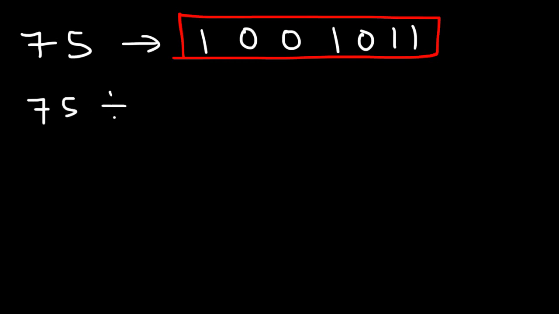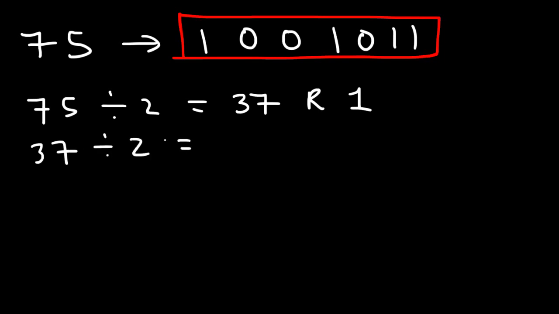Here's what we need to do. Start with 75 and divide it by 2. 75 divided by 2 is 37, remainder 1. Now take the 37 and divide that by 2. 37 divided by 2 is 18.5, so that's 18, remainder 1. Then take the 18 and divide that by 2.